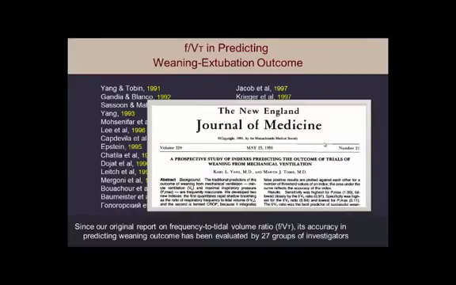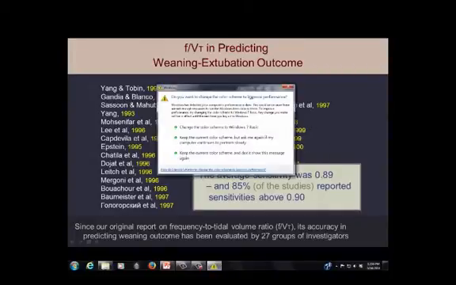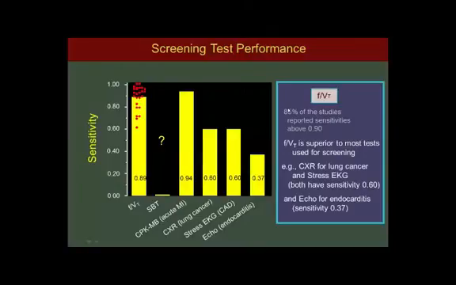So we published back in 1991 the original report on the frequency to tidal volume ratio. And since that time, its accuracy in predicting weaning outcome has been evaluated by at least 27 different groups. And the average sensitivity in the 27 studies was 89%, and 85% of the studies reported sensitivities above 0.9. So in terms of sensitivity, it has a very high sensitivity.